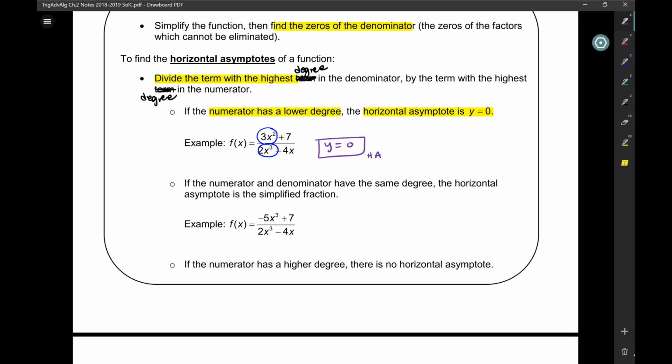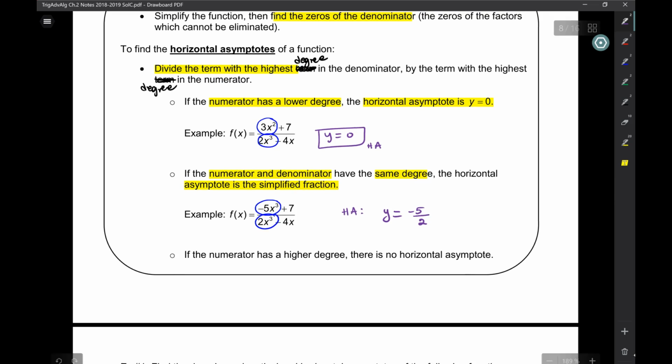Okay. If the numerator and denominator have the same degree, like this one here, look at this and look at this. They have the same degree. That means essentially the variables will cancel out, and the horizontal asymptote is just the simplified fraction. So the horizontal asymptote is y equals -5 over 2. You just take the coefficients. If it needs to be simplified, of course you simplify it.